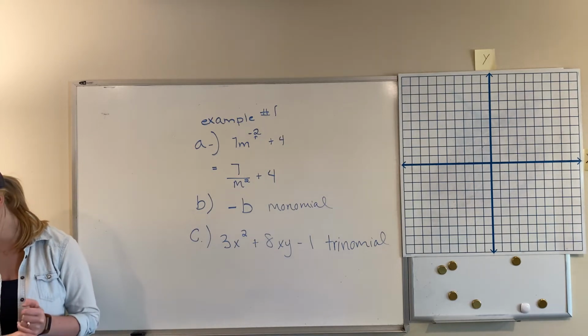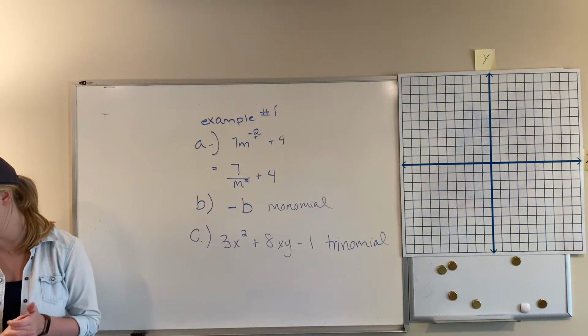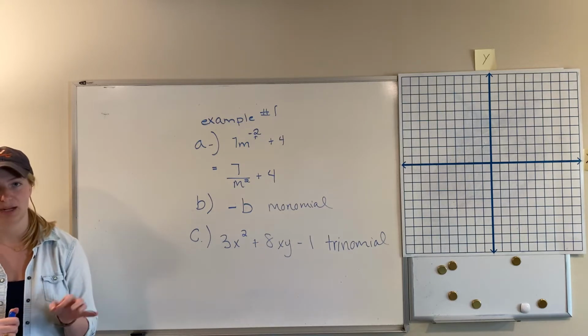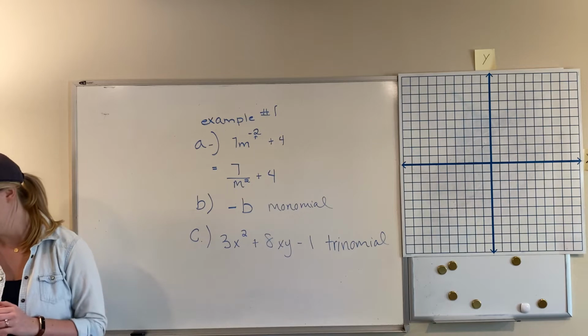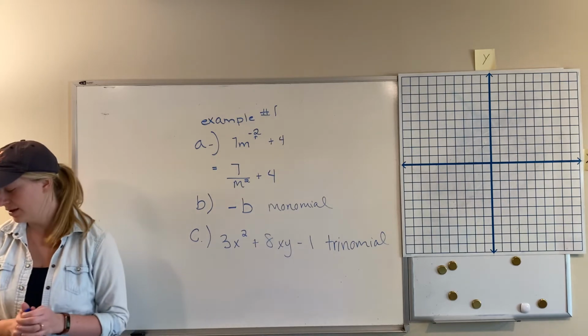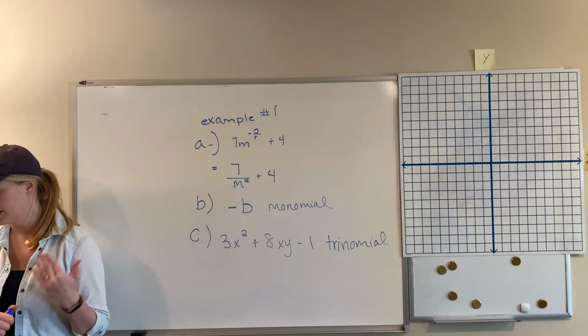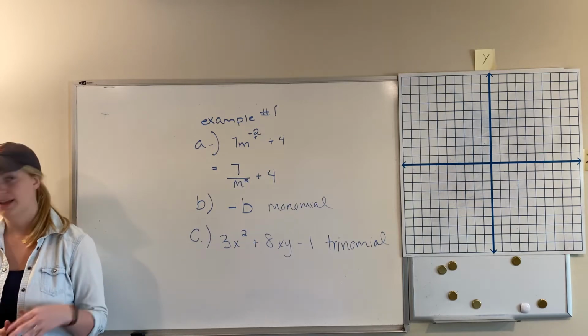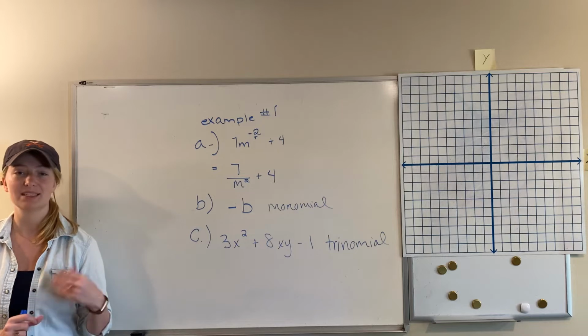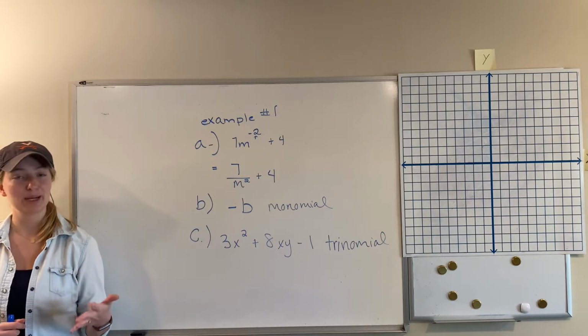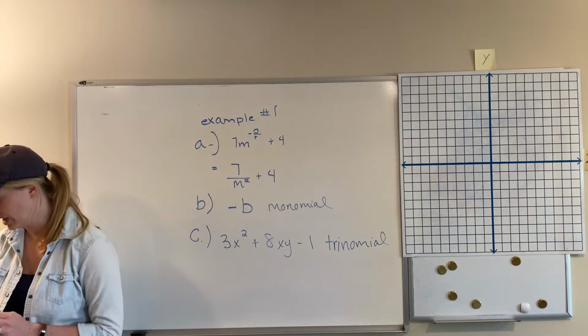Number 1, 6x to the 4th minus 5x cubed. Take a second, pause your video. What do you think it is? Alright, looking back at it, we have 2 terms. Everything is being raised to a positive exponent. So yes, it's a polynomial. Because it has 2 terms, it's a binomial. Bi means 2, so we're good.